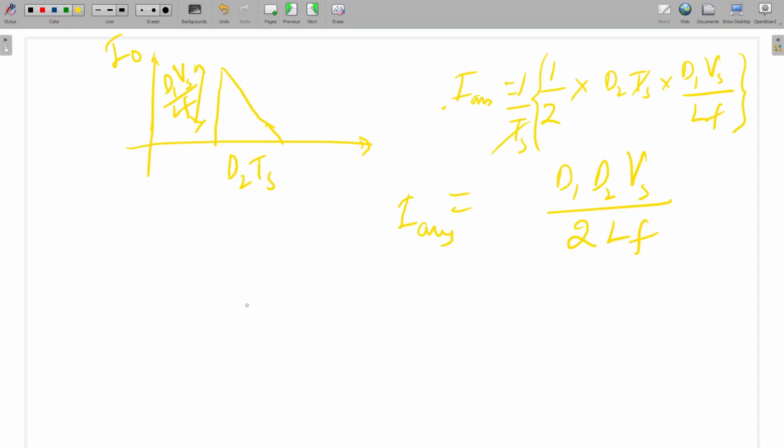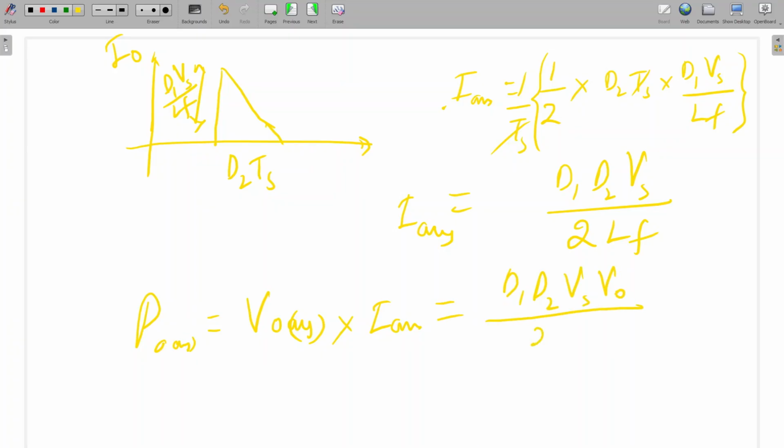So what will be the average output power? Average output power will be V naught average into I average. So we can directly write D1 D2 Vs V naught by 2LF. So you can directly memorize this formula also. What will be the power transfer between these 2 points? That will be D1 D2 Vs V naught divided by 2LF. Is it clear? Yes, sir.